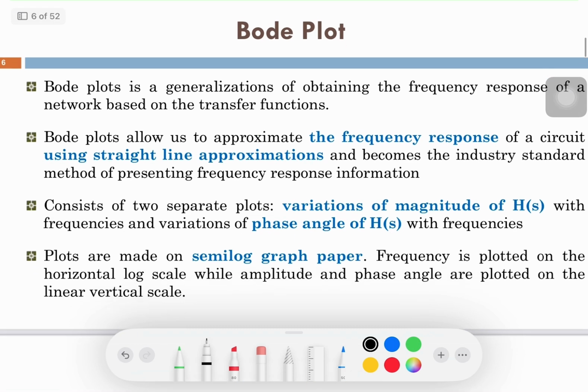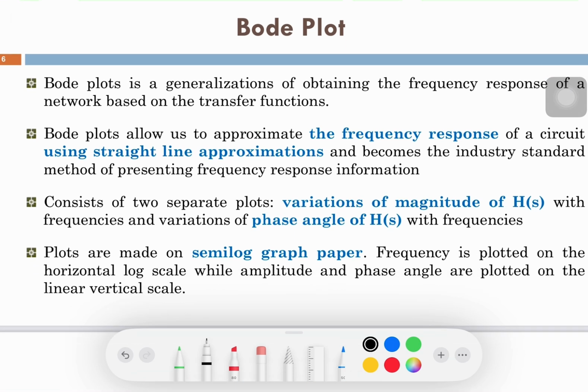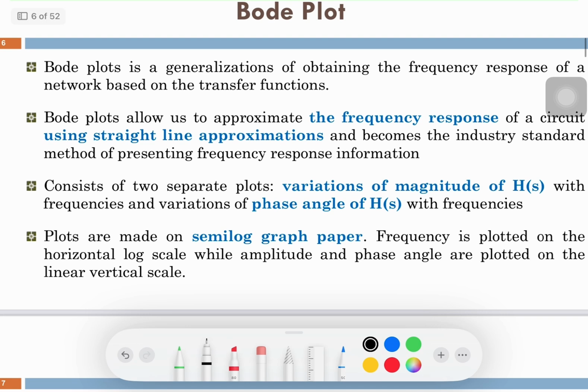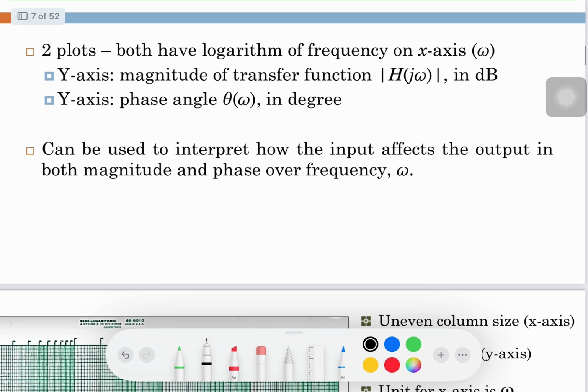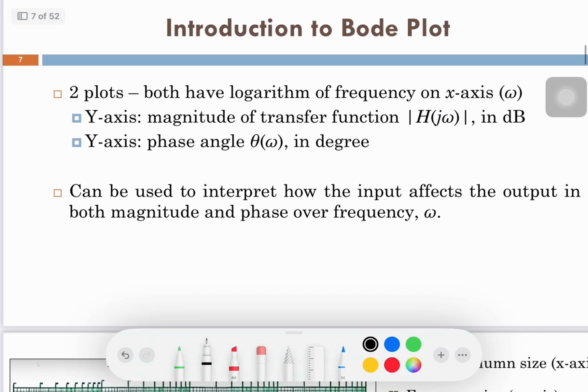When we want to draw the Bode plot, you have to know the Bode plot consists of two separate plots. The first one is the variation of the magnitude of the transfer function, and the second one is the phase angle. The magnitude is technically the gain, against the frequency. And for the phase angle, the y-axis is the angle, against j omega, the omega. Later we can look at the introduction to the plot.